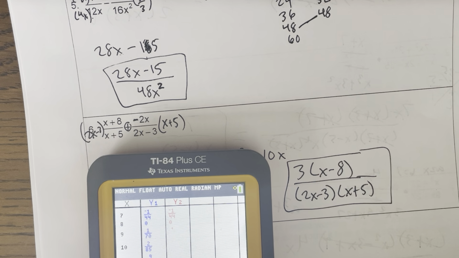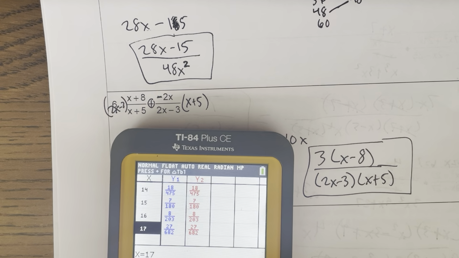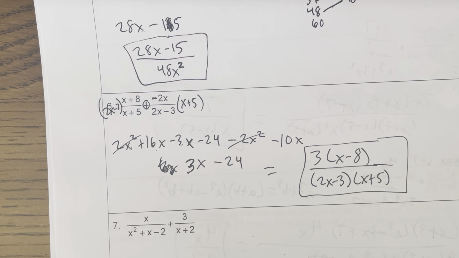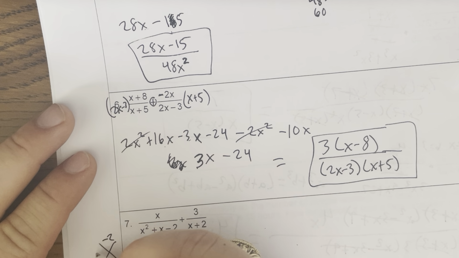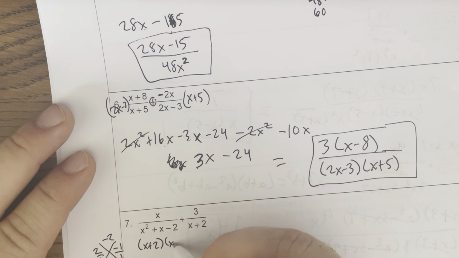And we'll go to the table, and we see everything seems to be matching, and so we did it correctly. So you can always check your answers and make sure that they work in the calculator. All right, this one I'm going to go ahead and factor it and think what multiplies to negative 2 and adds to 1. That's going to be 2 and negative 1. And so x plus 2, x minus 1.